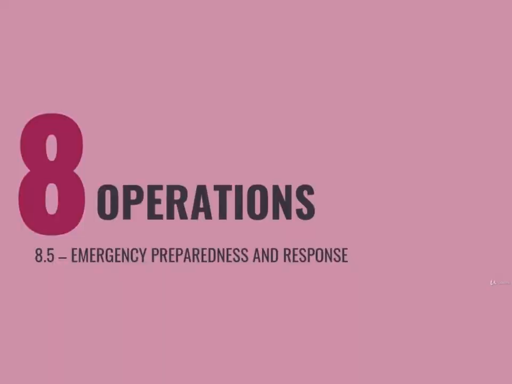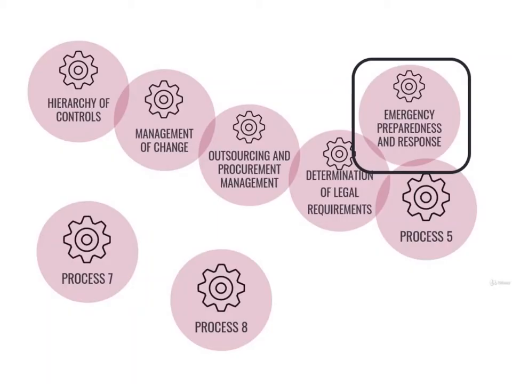Subchapter 8.5, Emergency Preparedness and Response. A safe workplace is ensured also by having a detailed plan of what to do if an emergency occurs. This is done not only to protect the company's workers, but also to protect other relevant interested parties such as contractors, visitors, neighbors, and emergency services personnel. In this chapter, we will see the requirements of the 45001 standard regarding this very important topic.